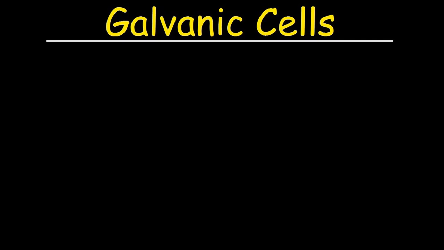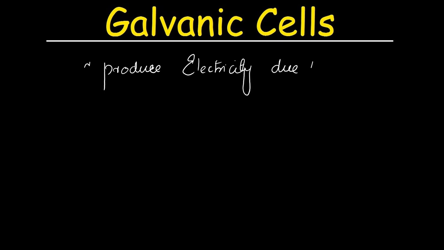Dear student, in this lecture we are going to discuss a galvanic cell. A galvanic cell is also known as a voltaic cell. It is a cell which is used to convert a chemical reaction into electricity. So a galvanic cell produces electricity due to a chemical reaction.